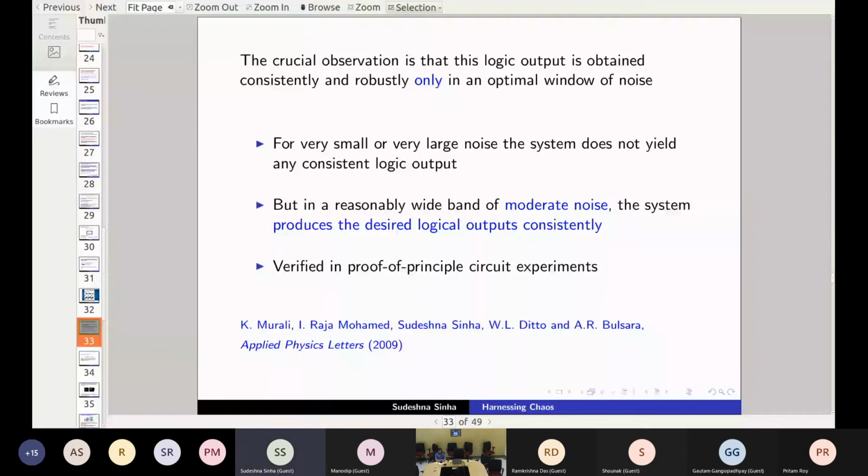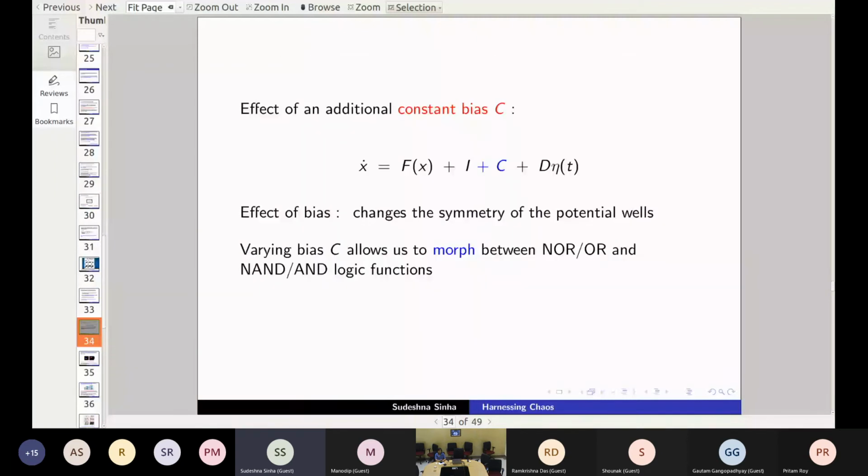I should also mention here, since part of my thing was flexible, reconfigurable logic gates, we can do the same here as well. We can add a small bias term, just a constant term, a DC asymmetrizing constant. This changes the symmetry of the well and allows us to morph between, say, NOR, OR, and NAND functions.